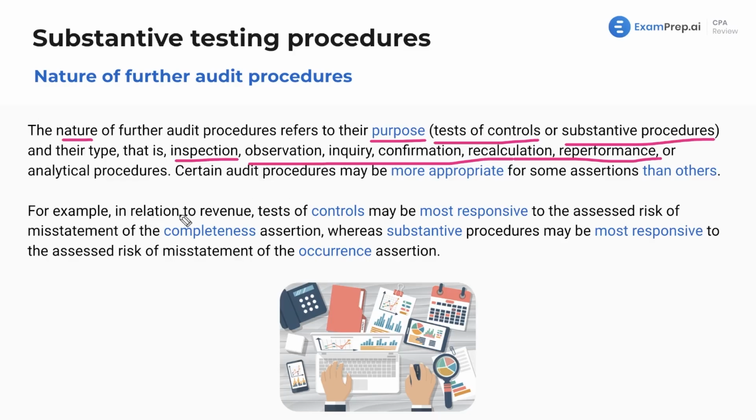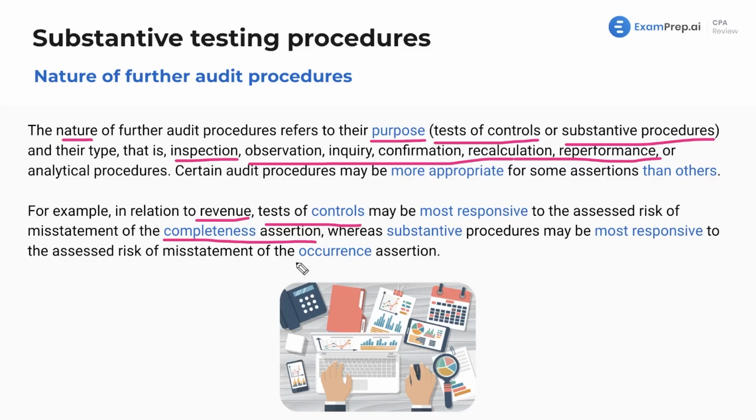So, for example, here in relation to revenue, tests of controls may be most responsive to the assessed risk of misstatement of the completeness assertion. So completeness, making sure that revenue is complete, that all revenue that should be recorded is actually recorded. Whereas substantive procedures may be most responsive to the assessed risk of material misstatement of the occurrence assertion.